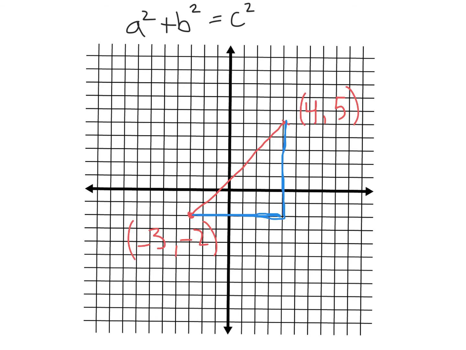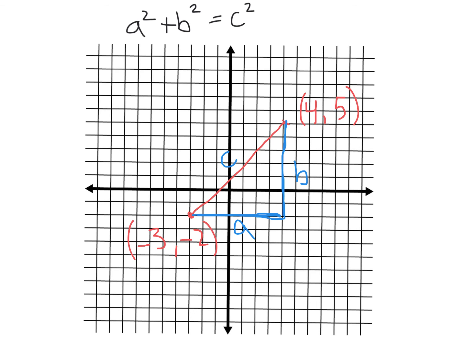The blue line makes a right triangle with the red line. Here's our right angle, right? So one way that I could use the Pythagorean theorem to find the length of this line is I could just count units for my run A and my run B, and then use my leg A and my leg B to calculate the hypotenuse, which is our red line, C.